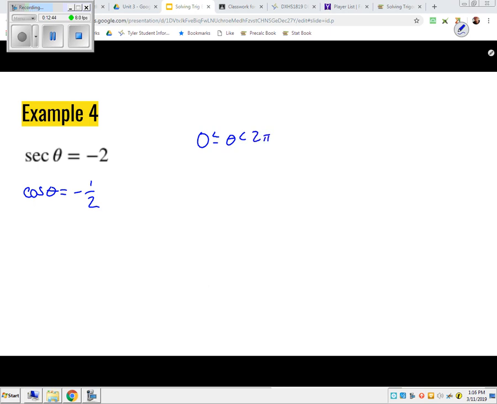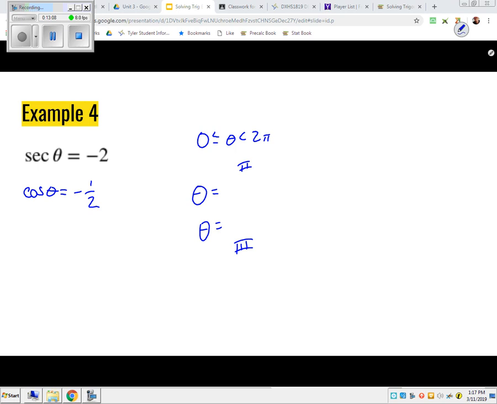All right, so where does cosine equal -1/2 at? Second and third quadrant. Okay, good. So let's use that. We need to grab something out of the second quadrant and out of the third quadrant. Because cosine is negative. All right. So it's first and second? No.